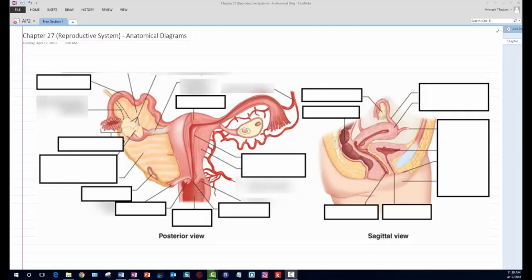Hi everyone, we're going to start labeling these anatomical diagrams from chapter 27. Hopefully you already attempted them. So here we'll go through them together so you can check your answers. We'll start off with the female reproductive system.